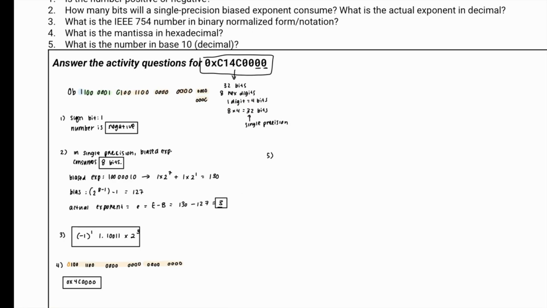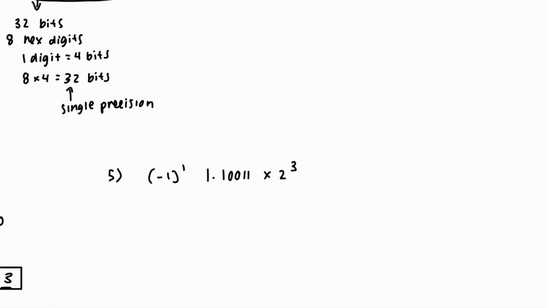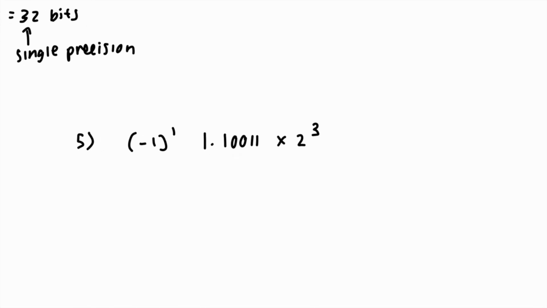Our final question asks us, what is the number in base 10? We can use our binary normalized form in order to calculate this. First, we know that because we have our sign bit as 1 here, negative 1 to the 1 will be negative 1. So our final answer will be negative. We have this binary number over here that we need to convert to decimal. But first, we need to multiply by 2 to the third. So if we multiply by 2 to the third, what we're doing is we're going to shift this decimal point 3 times to the right.